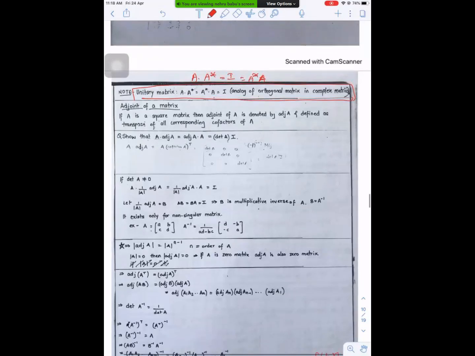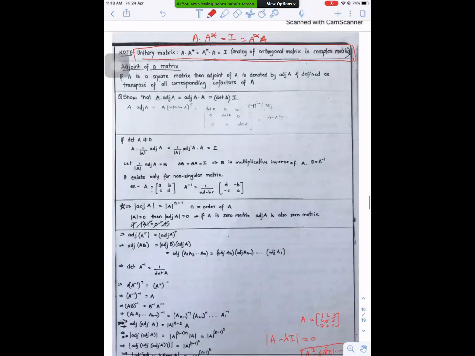Okay, here I define one more thing, unitary matrix. I think at that time I forgot in the starting. It is related to Hermitian, so you can define this. In an orthogonal matrix, we define A into A transpose as identity. In the same way, in the complex number case, A into A star equals identity, and A star into A is identity. If both are equal, A into A star equals A star into A equals identity, then that matrix is called a unitary matrix. So in the real numbers case, orthogonal matrix is there. In the complex number case, unitary matrix is there.